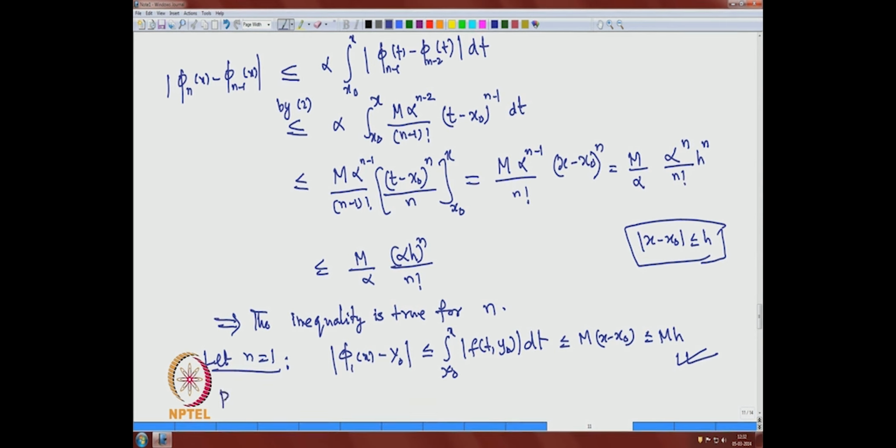So, therefore, by mathematical induction, the inequality is true for all n. So, this proves part B.